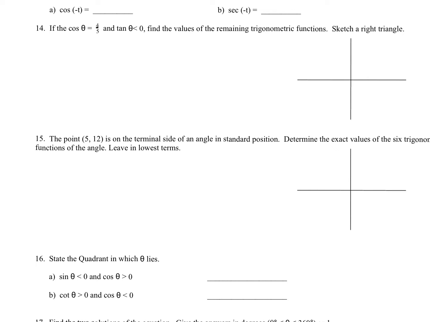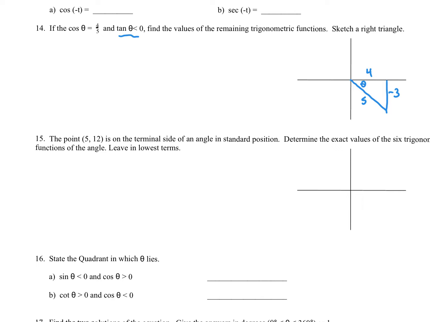Starting at number 14, if cosine of theta is 4/5, tangent is less than 0. This is just saying it's negative. So if cosine is positive and tangent is negative, then it has to be in the fourth quadrant. And cosine is 4/5, so this is 4, this is 5. Well, this is a 3, 4, 5 triangle, so this is -3.